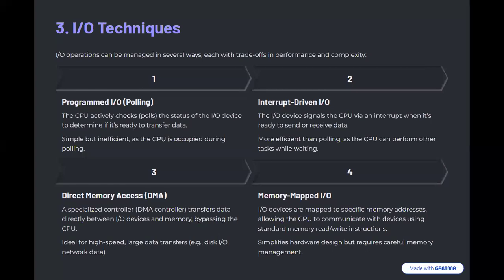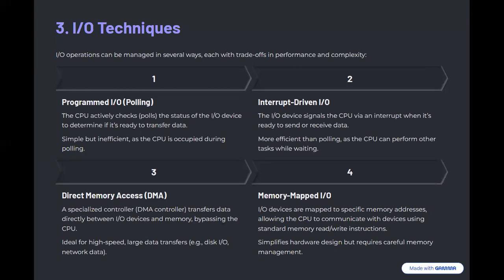I/O techniques. I/O operations can be managed in several ways, each with trade-offs in performance and complexity. Number one, programmed I/O (polling). The CPU actively checks the status of the I/O device to determine if it's ready to transfer data. Simple but inefficient, as the CPU is occupied during polling. Number two, interrupt-driven I/O.